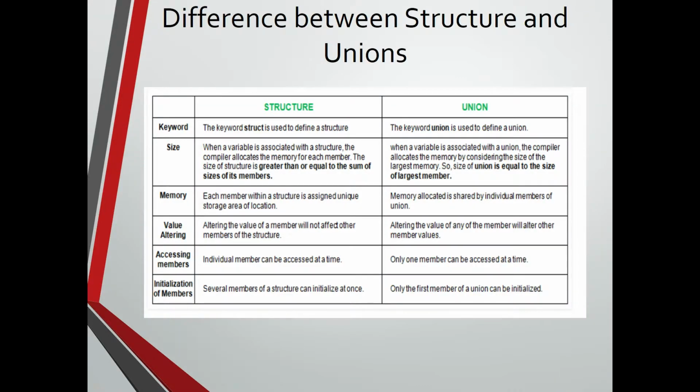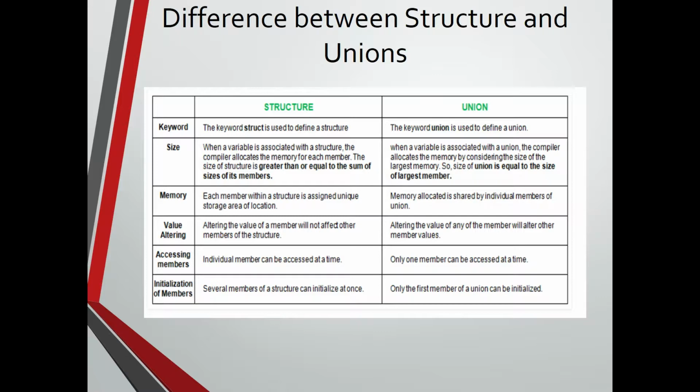The first difference between union and structure is the keyword. The keyword for structure is struct and for union it is union. Then the second is size. The size of a structure is decided by the calculation of its data member sizes, and in union it is calculated from the highest size of a data member.